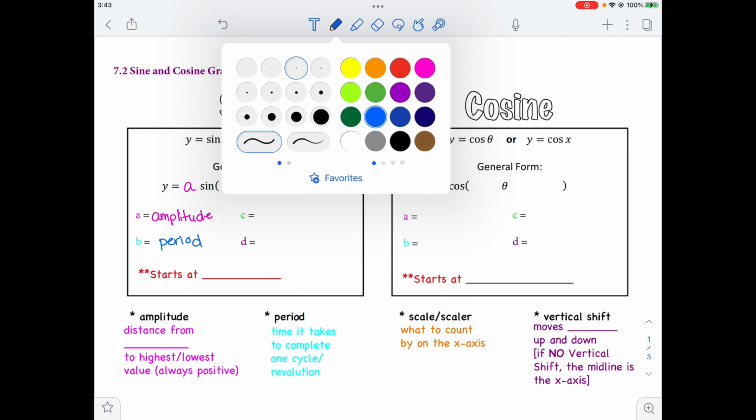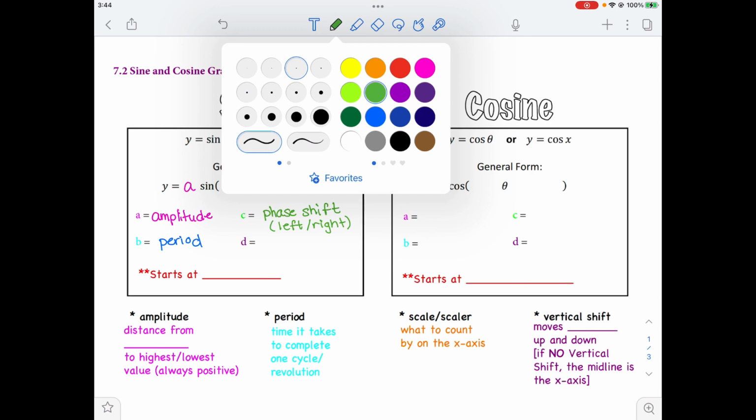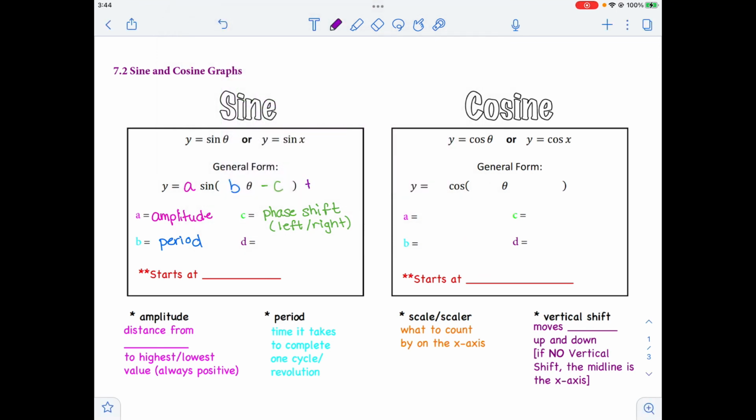So our next piece that we possibly could have is something inside the parentheses subtracted. So we're going to subtract the c, and that is a phase shift. And we'll talk more in detail about that later. So phase shift is what moves the function left or right. And notice that the negative is part of the general form. Then we can also have something stuck to the end, and that would be a plus a d. So this is our general form, and our d is our vertical shift. All right, and that's the up and down.